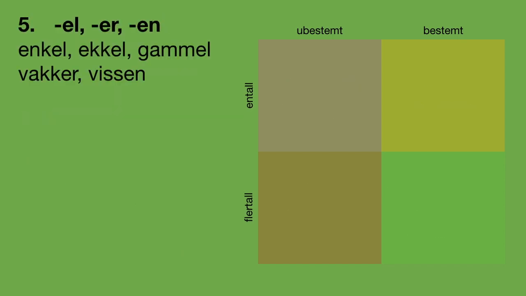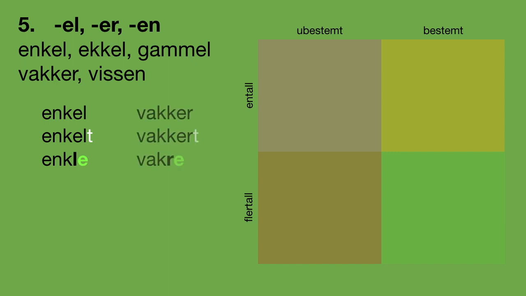Another interesting group, these are adjectives that end on L, R, and N, like enkel, ekkel, gammel, vakker, vissen, and so on. There are pretty many. And you see what's special about them. Enkel, masculine and feminine form. Enkelt, neutral form, just as it is. But for definite and plural, you see what happens. The two last letters, they kind of switch places. And we get this enkle. So, enkel, enkelt, enkle. Vakker, vakkert, vakre. And also if we have a double consonant in the middle, one of the consonants will disappear.